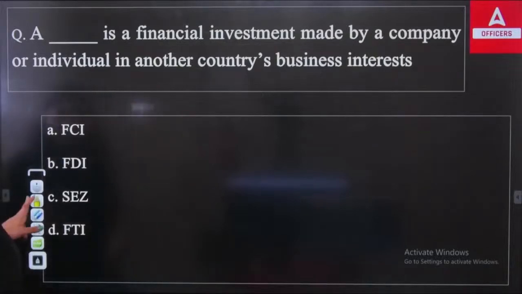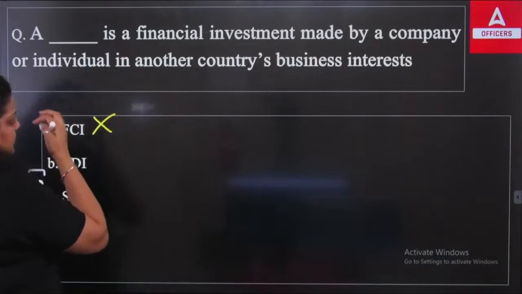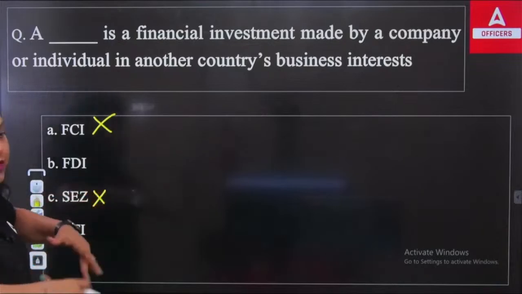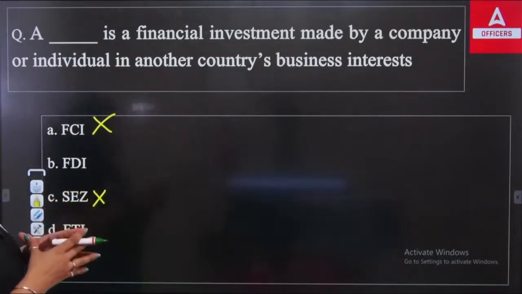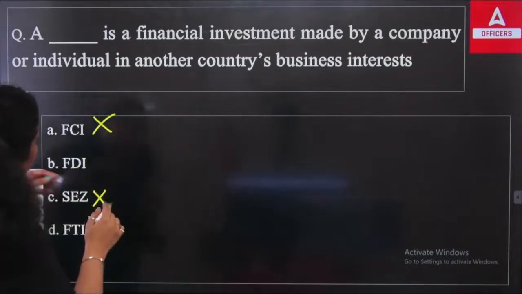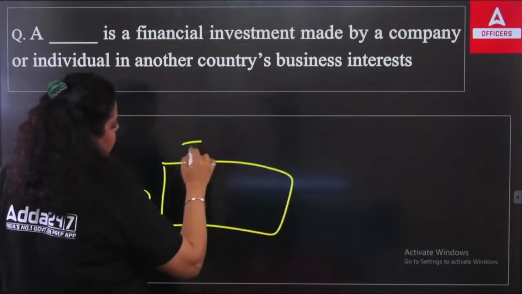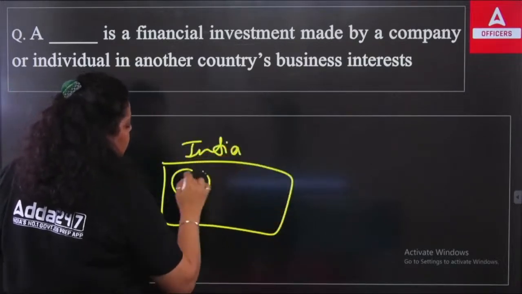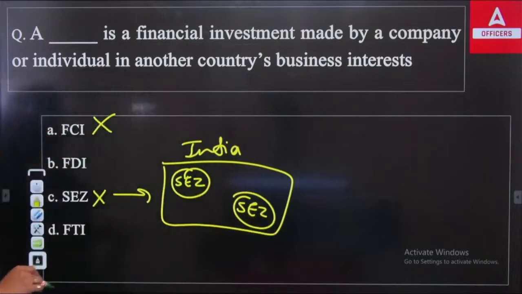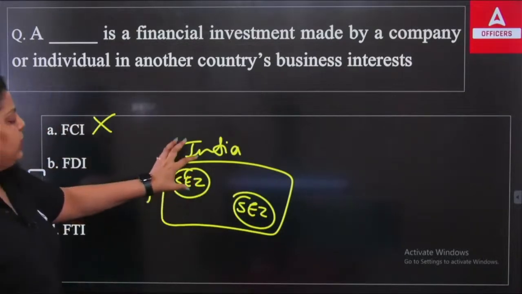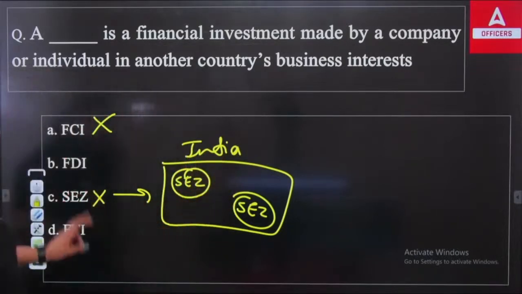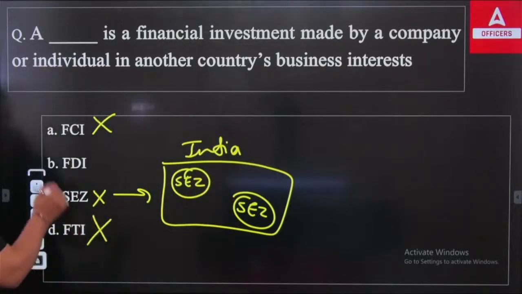So FCI, if I talk about it, is not a foreign investment type. SEZ is a special economic zone. Special economic zones are zones created within the geographical boundary of a country, in which taxes and duties are less compared to other areas of the country. Let's say, for example, this square is India, and within the geographical boundary we have created special economic zones here. Now these special economic zones will have different rules and regulations compared to the other parts of the country. This is known as SEZ. Now what is FTI? FTI is also not a part. So it is the FDI.